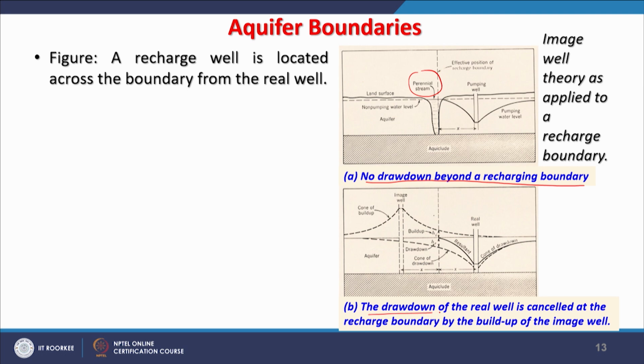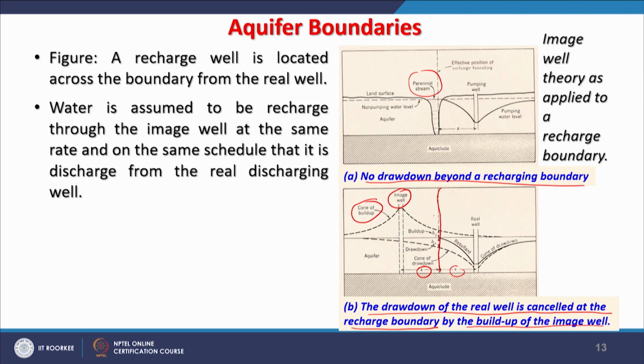Whereas in figure B, the drawdown of the real well is cancelled at the recharge boundary by the build up of an image well. And now we are having an inverted cone of depression kind of imagination, that image well is here, and this cone of build up rather than cone of depression, and this is our recharge boundary, the distance is the same as x. So, we are assuming that this is the inverted cone of depression, and that is the cone of build up. Water is assumed to be recharged through the image well at the same rate and on the same schedule as it is discharged from the real discharging well.